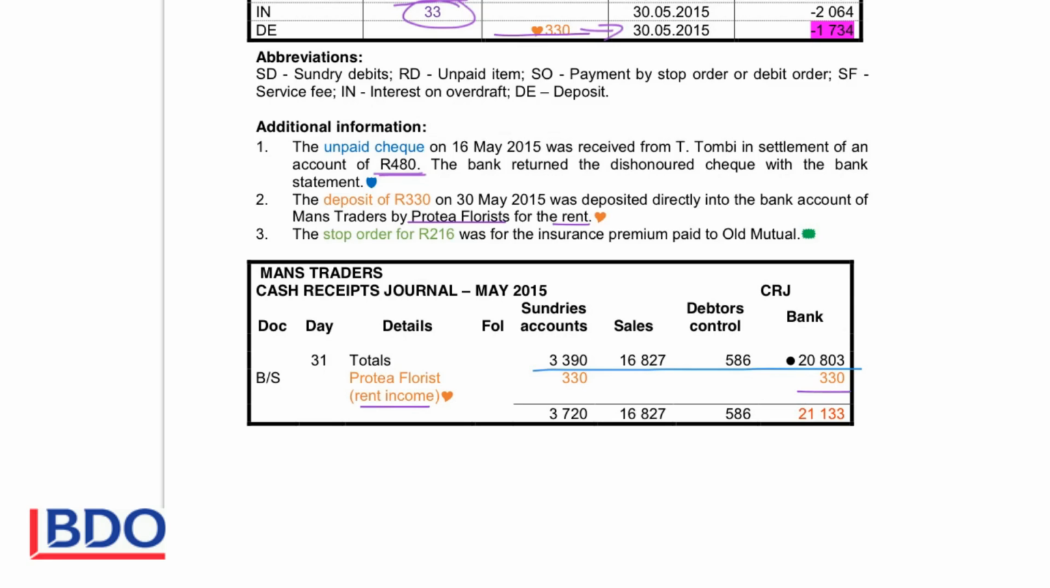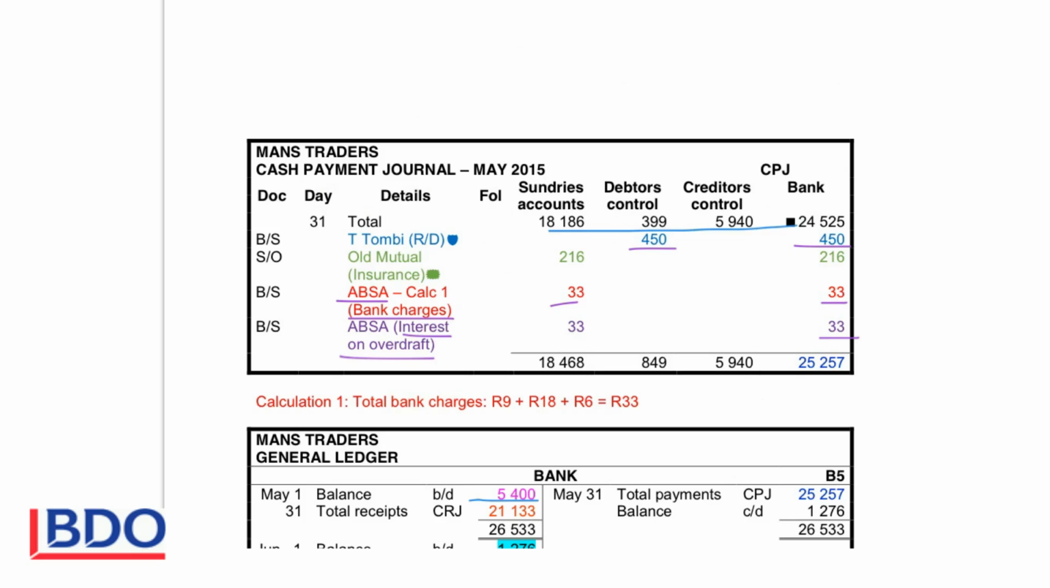The stop order for 216 was for an insurance premium, so we will have to transfer this information to the insurance account. So in my cash payments journal, I will record the entry for the stop order. The stop order was made out for Altsurance. It will be debited in the insurance account, and the money in the bank account will decrease with 216.